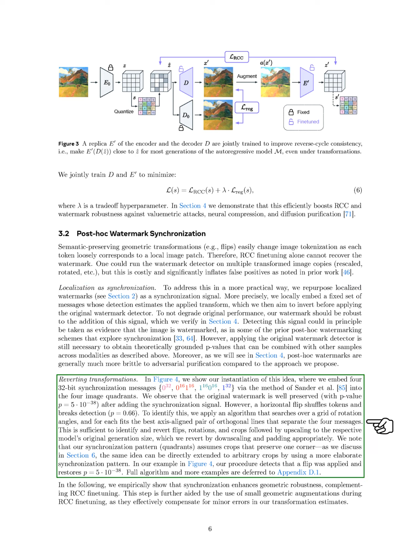In our implementation, we embed synchronization messages into the four quadrants of the image. We find that the original watermark is preserved even after adding this signal. However, transformations like horizontal flips can disrupt detection. To counter this, we use an algorithm that searches for the best alignment of the messages, enabling us to identify and revert flips, rotations, and crops.